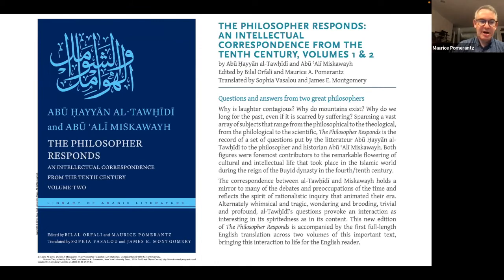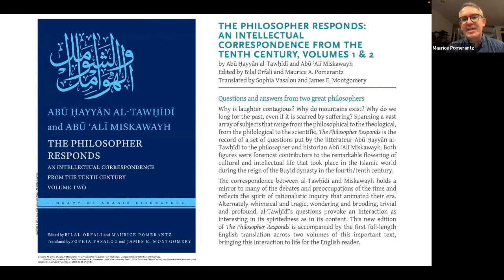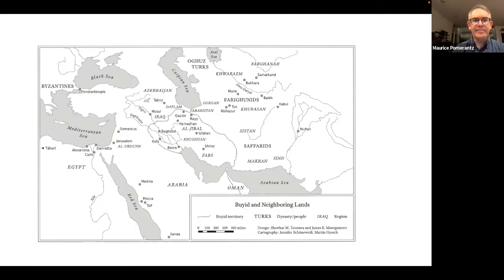The next work is entitled The Philosopher Responds. This work comes from where Tehran is today, though Tehran didn't exist in the 10th century. The city was called Rai, but if I wrote Rai, 10th century CE, you wouldn't know it. So it's modern day Tehran, that's where this work comes from. By that time, it had become a very important city, rivaling Baghdad. You can see it on the map, Rai, right in the middle.